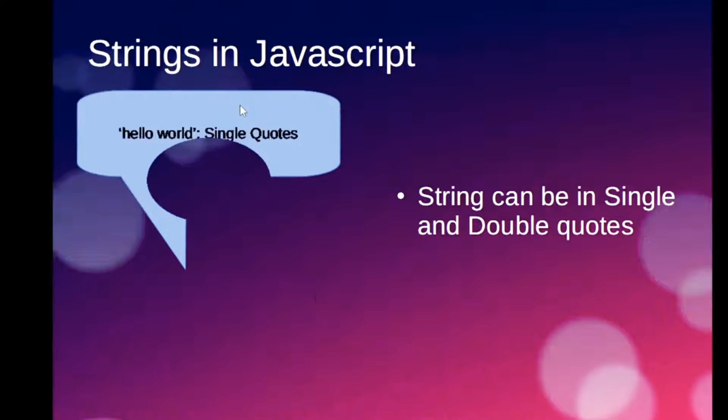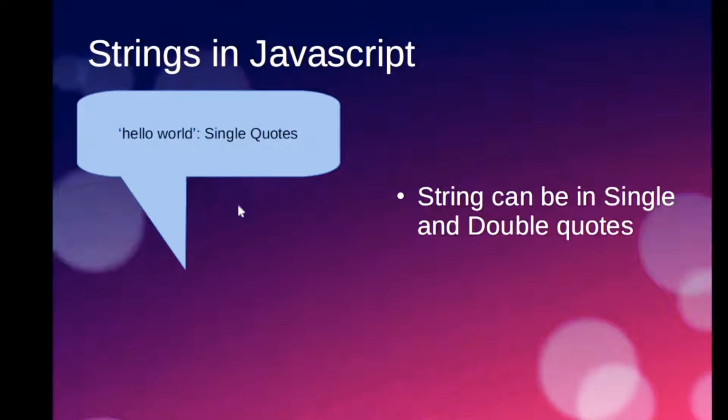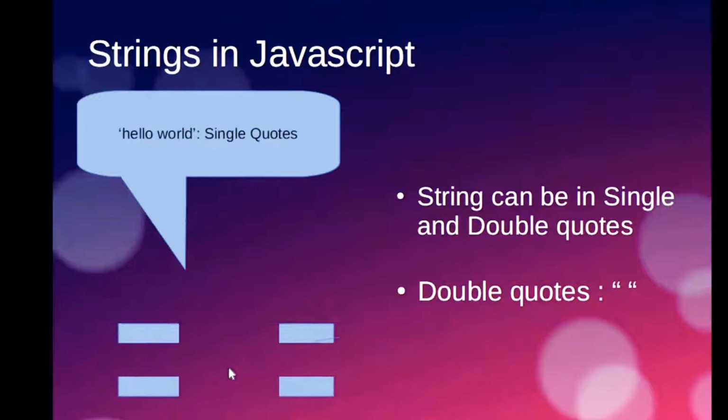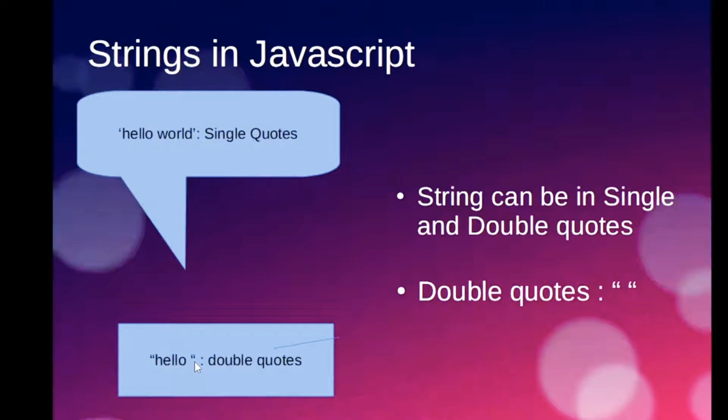Like we say hello world in between these quotes. This is a single quote, so this is a string, and double quotes look like this. This is just a representation, and we put double quotes in between these.